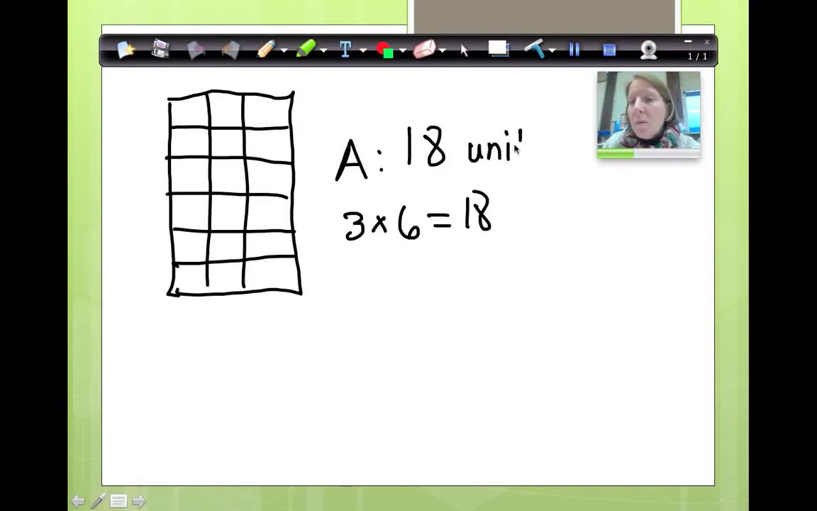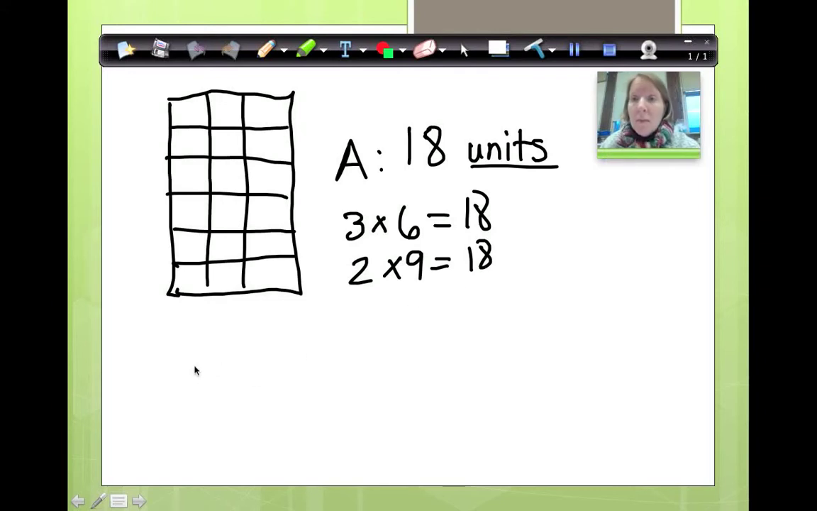So our area is 18 units. Or we could say squares, or we could say inches. If this was centimeters, we would say 18 centimeters. But I'm going to put units because we don't know what they are. Now, we need to make another shape that has exactly the same area as this shape. I'm going to make it over here in the corner. What could I do that would make 18? Think of your multiplication sentences. What would equal 18? Well, I know 2 times 9 does.